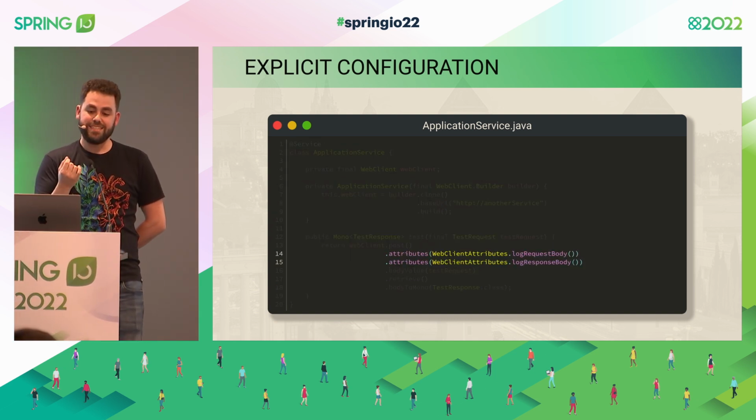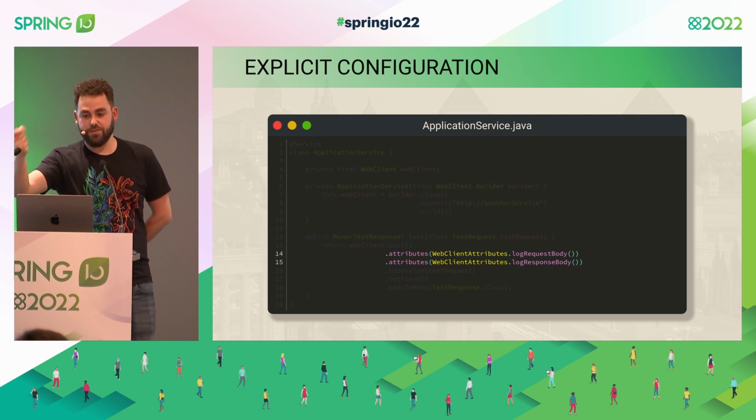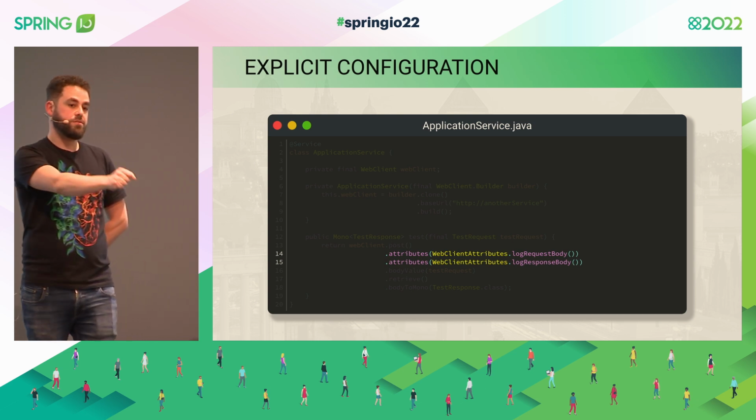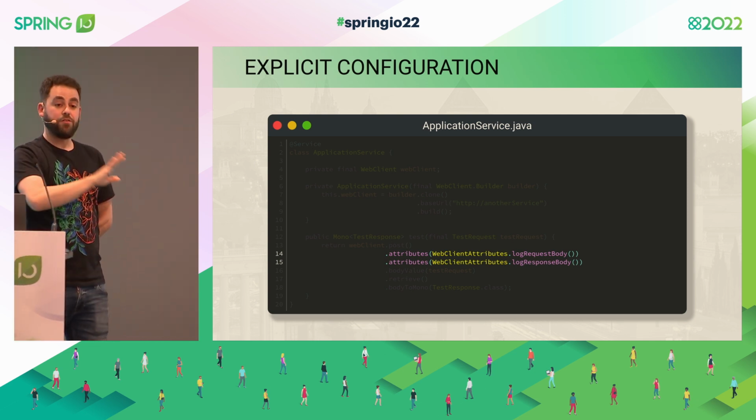Now I say, OK, just add these attributes. I want to log the request body. I want to log the response body. And that's it. I'm just communicating to the interceptors: this is what I want you to do for me. I don't care about how it's implemented.